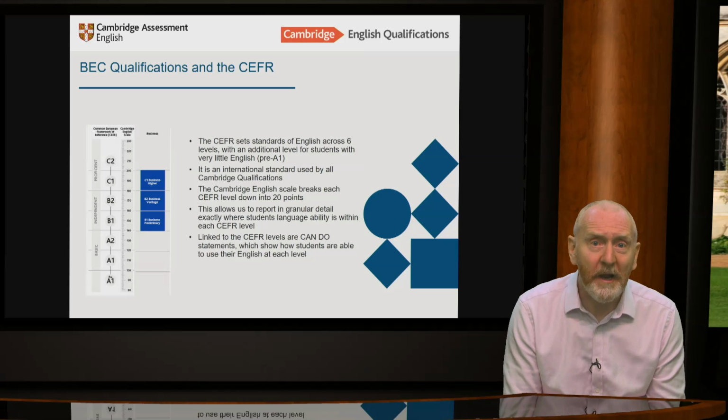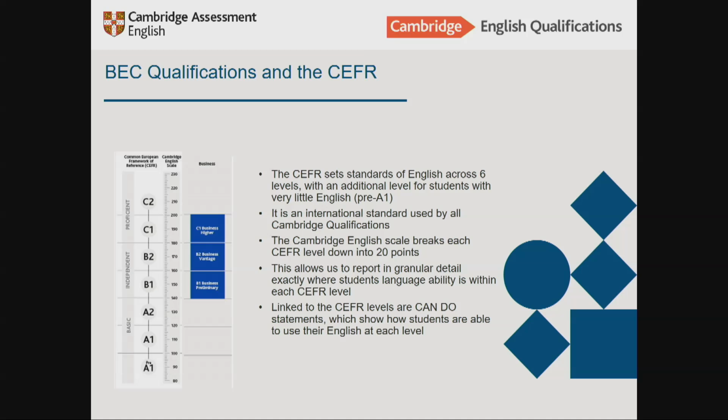So let's look a little bit more about the CEFR. I mentioned that the BEC qualifications are at 3 levels. So we've got BEC Preliminary, which you can see here is at B1, BEC Vantage, which is at B2 level, and BEC Higher, which is at C1 level. The CEFR sets standards of English across 6 levels, as you can see, from A1, A2, basic user, B1 and B2, independent user, and C1, C2, proficient user, as well as a 7th level, which is pre-A1 right at the bottom, which is used to show students who have very little English.